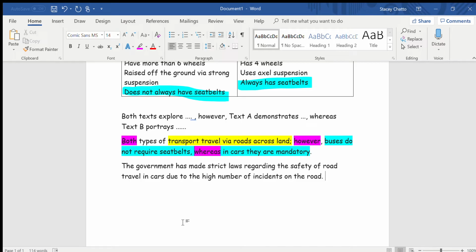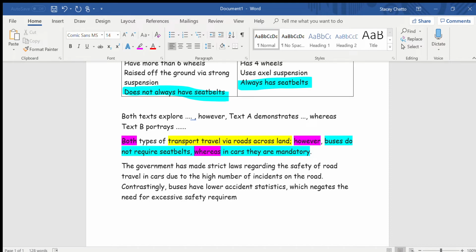And then you might have, contrastingly, buses have lower accident rates or statistics, which negates the need for excessive safety requirements. This would be your explanation of this.